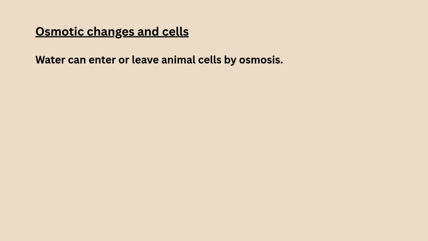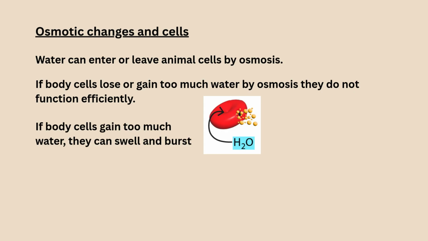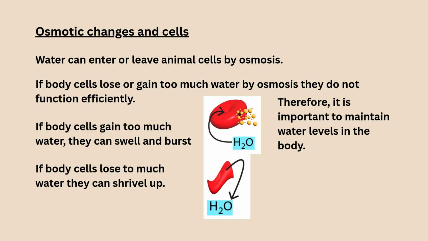Osmotic changes in cells. Water can enter or leave animal cells by osmosis. If the body cells lose or gain too much water by osmosis, they do not function efficiently. If the body cells gain too much water, they can swell and burst. If the body cells lose too much water, they shrivel up. Therefore, it is important to maintain water levels in the body.